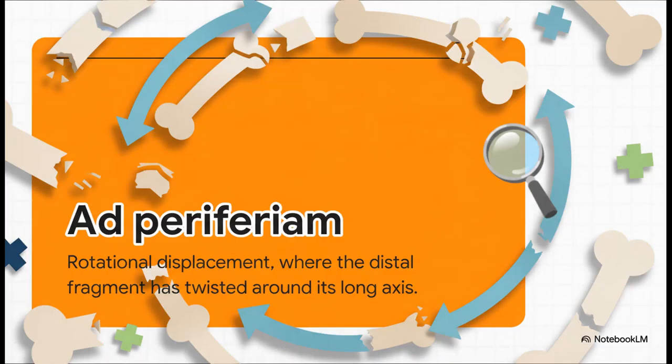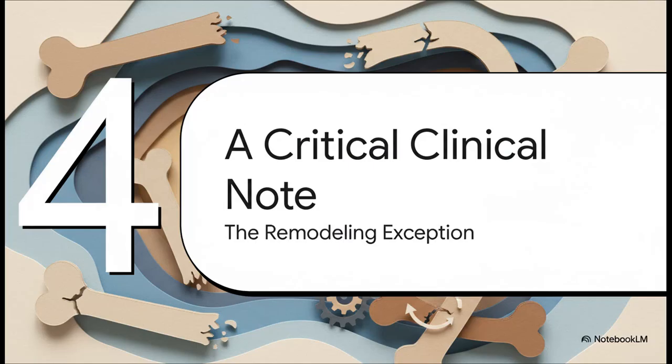And last, but definitely not least, we have ad peripherum. This is all about rotation. The distal piece has literally twisted around its own long axis compared to the proximal piece. And as you're about to see, this one can be the most subtle and the most dangerous if you miss it.